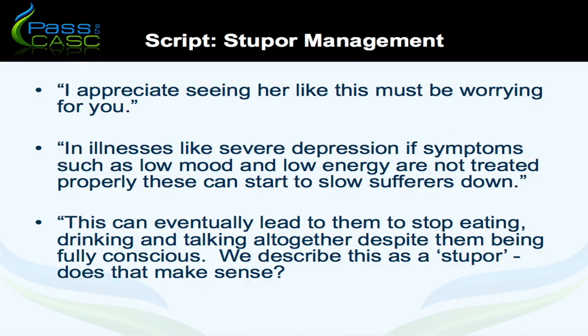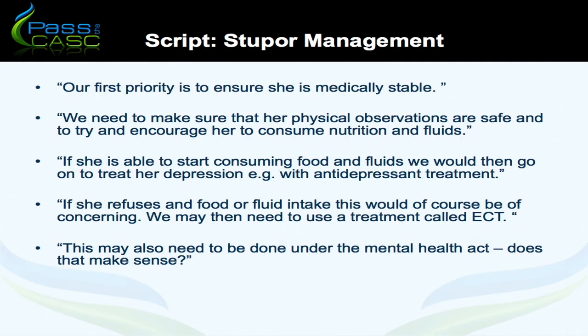And then moving on to an explanation of stupor. So in illnesses like severe depression, if symptoms such as low mood and low energy are not treated properly, these can start to slow the sufferer down. And this can eventually lead to them stopping eating and drinking and talking altogether, despite them being fully conscious. And we describe this as a stupor. Does that make sense? Our first priority is to ensure that she's medically stable.